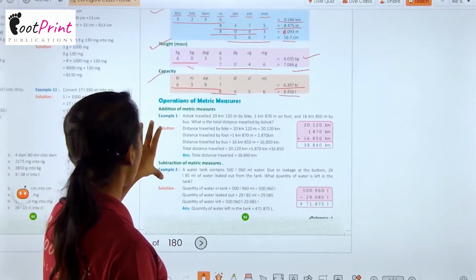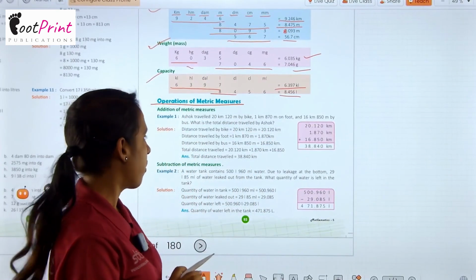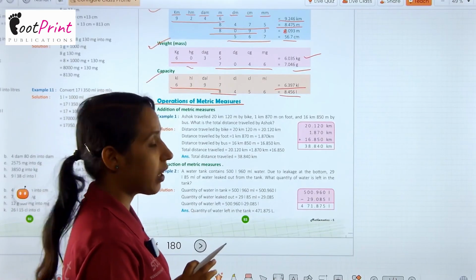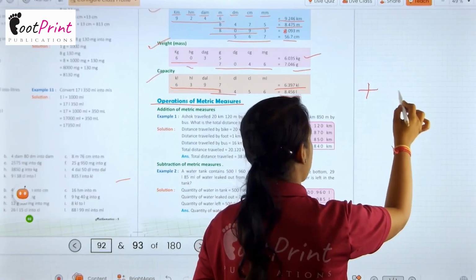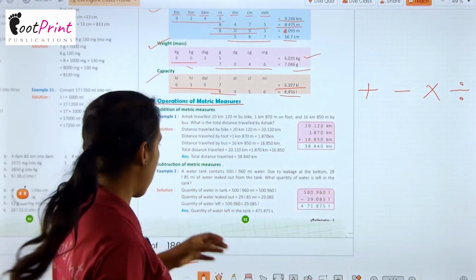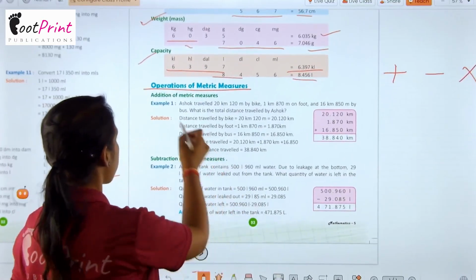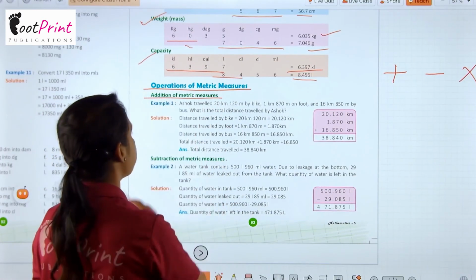Okay. Now operations on metric measures. Operation, what is operation? Mathematical operation, and the mathematical operations are plus, minus, multiplication and division. So now we learn that. First we learn addition of metric measures. So how do we add?